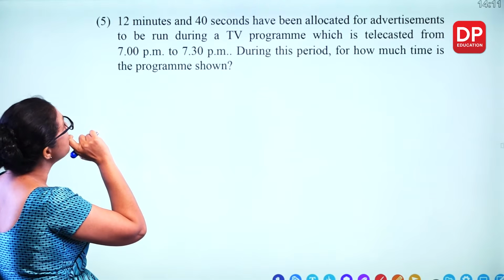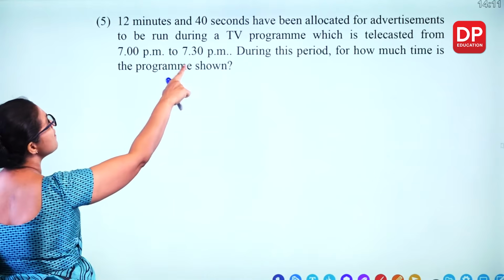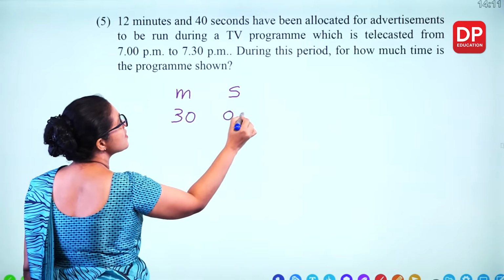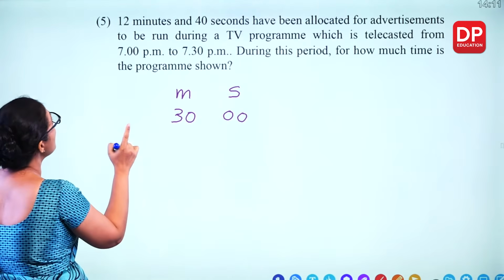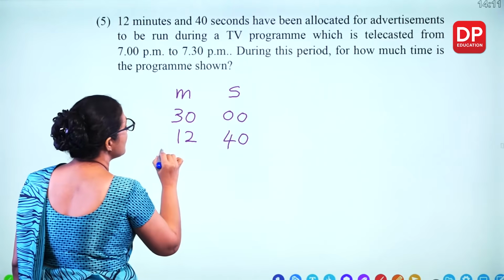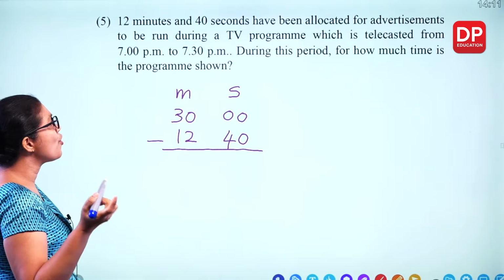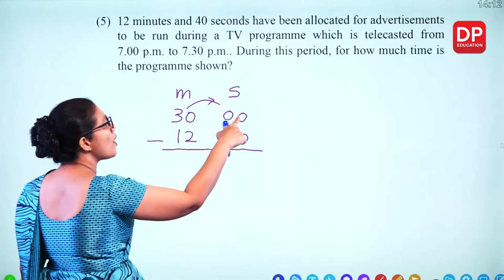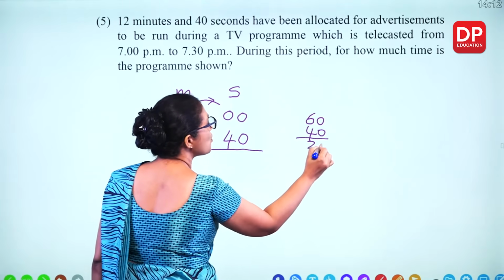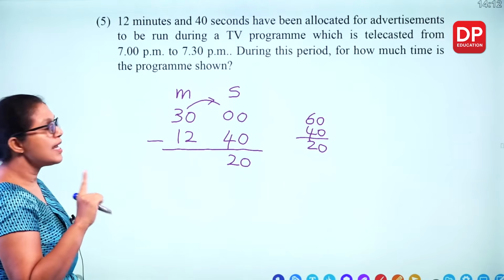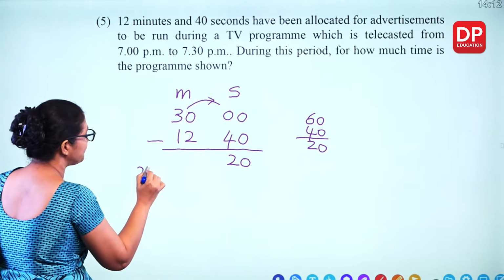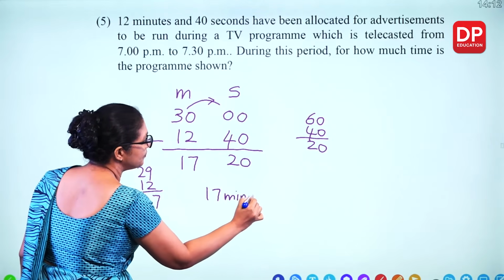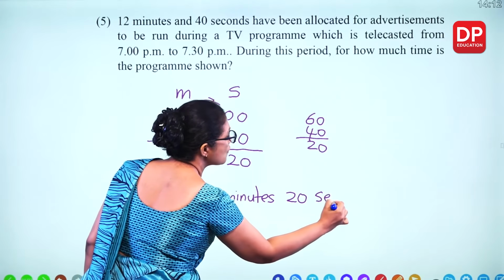So what's the time? The total time is 7 to 7:30 means 30 minutes. So 30 minutes, 0 seconds. The advertisement time, 12 minutes and 40 seconds. When you subtract these two, you get actual time for the program. So what's the actual time? You can't subtract 40 from 0. You have to take 1. When you are taking 1, this becomes 60. 60 minus 40 becomes 20 here. Now this becomes 29. 29 minus 12. You get 17. So 17 minutes and 20 seconds for the program.